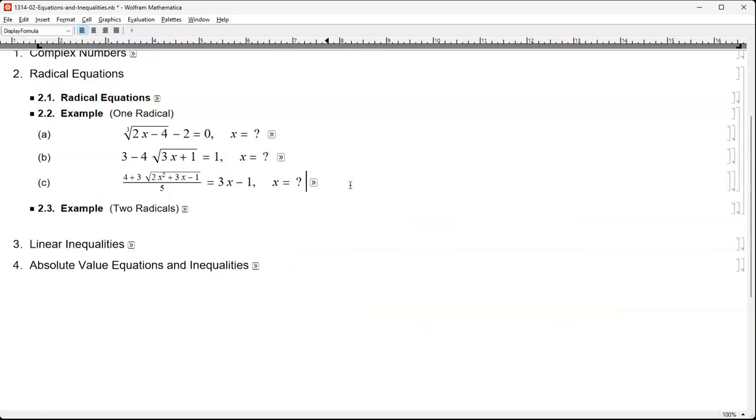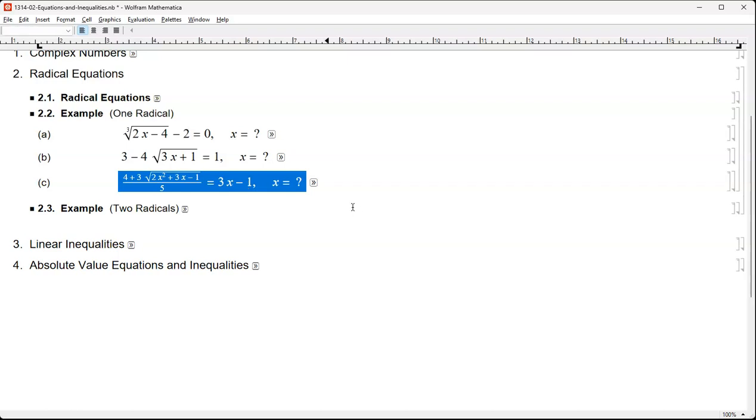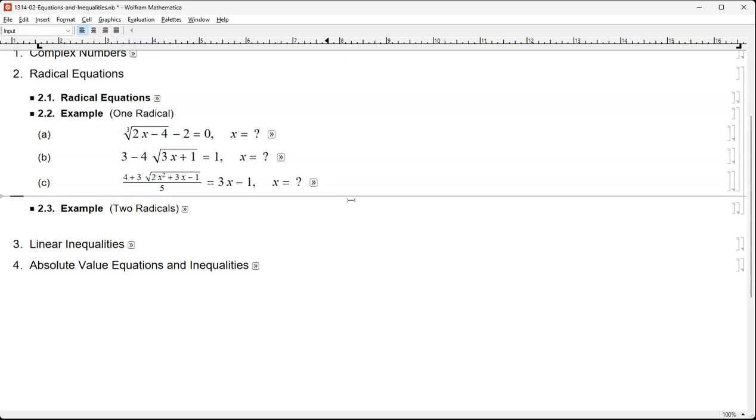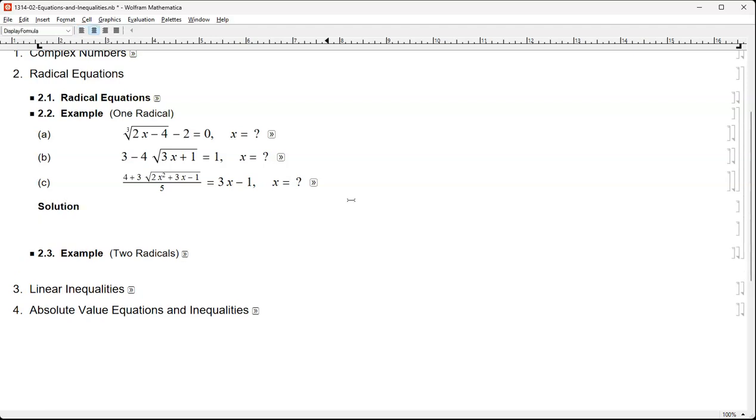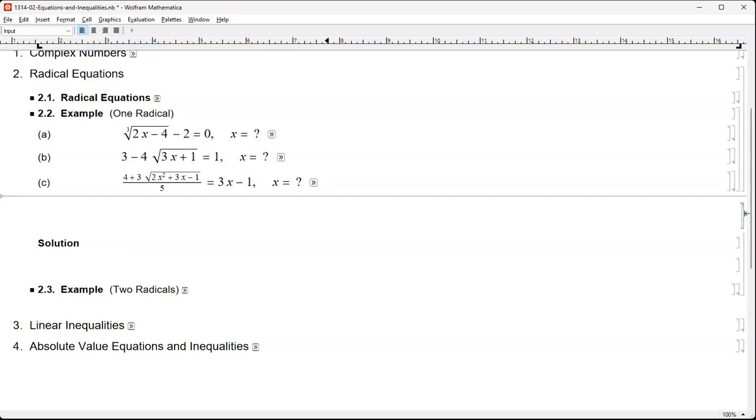Next. Okay, this is going to be harder. I can immediately see that this is a hard problem because there are x expressions outside the square root as well.